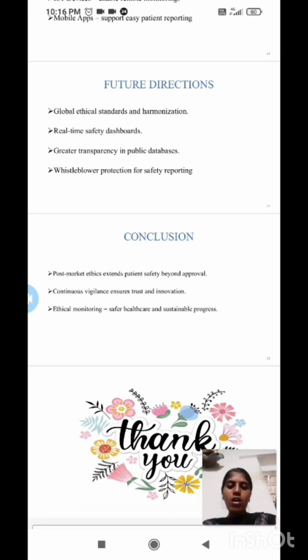Finally, we look at the conclusion: post-marketing ethics and patient safety beyond approvals, continuous vigilance to ensure trust and innovation. Ethical monitoring means safer healthcare and sustainable progress. That is post-marketing ethics in healthcare product development.